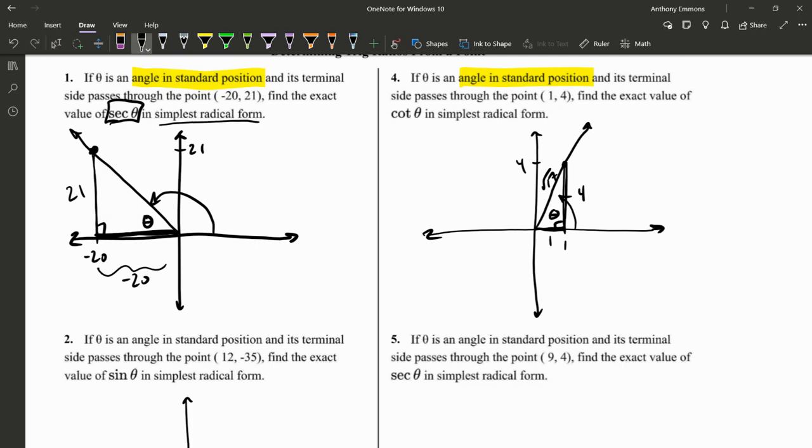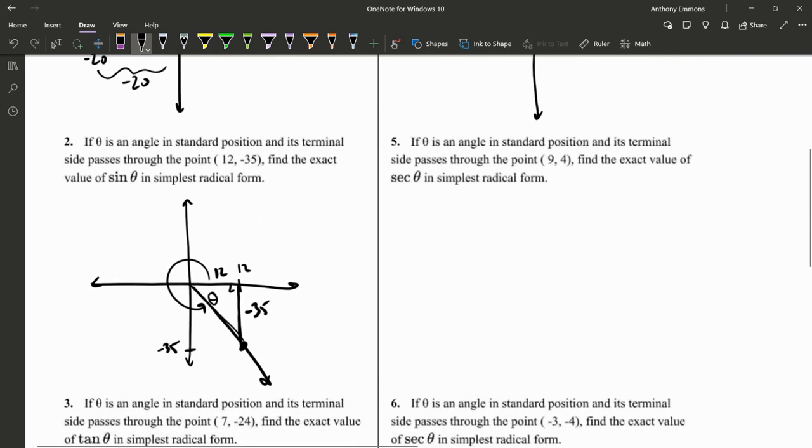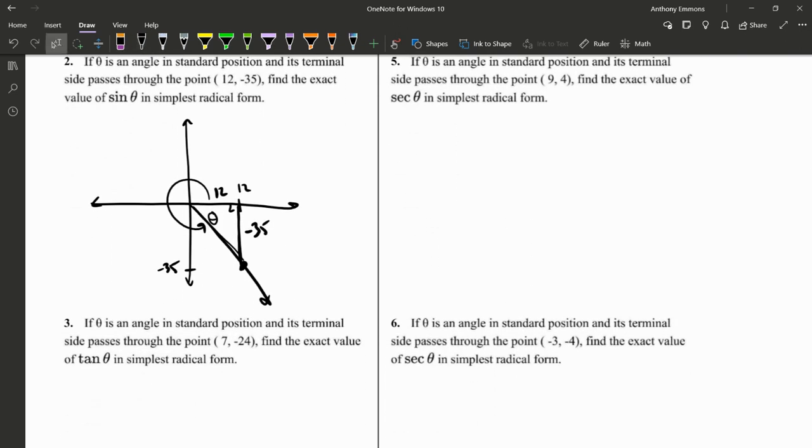So here they're looking for cotangent. Maybe I didn't need the hypotenuse, because if this is theta, then we're just looking for tangent theta, which is equal to the opposite, 4, over the adjacent, 1. So then cotangent of theta is 1 over 4. That's the ratio that they're looking for.